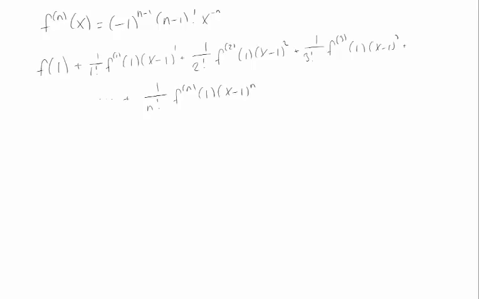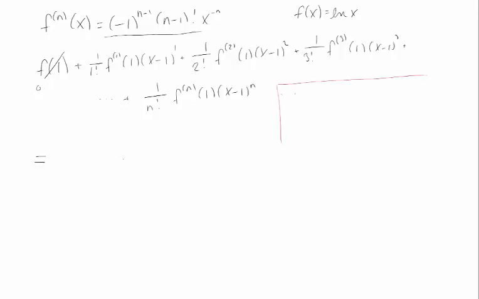So let's look at it term by term. This f of 1, remember f of x is log x. So f of 1 is just going to be 0, so that term's going to go away. And now starting at n equals 1, I start to get my nth derivative looking like this equation here. So I can plug that in.